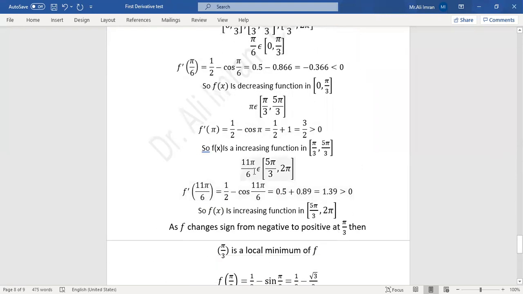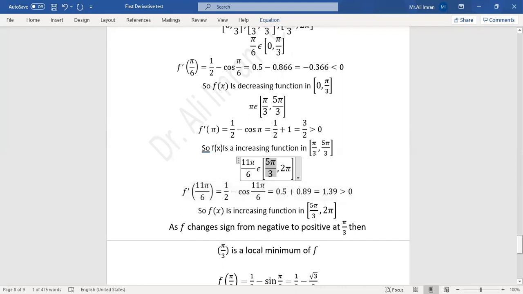Now we will take a test value from the third interval. 11 pi by 6 belongs to 5 pi by 3 to 2 pi. 5 pi by 3 is 300 degrees, and 11 pi by 6 is 330 degrees. We have taken this value and put it in equation number 2. f prime of 11 pi by 6 is equal to 1 by 2 minus cos of 11 pi by 6, which after simplification is equal to 1.39, which is greater than 0. It means the function is increasing in the third interval.